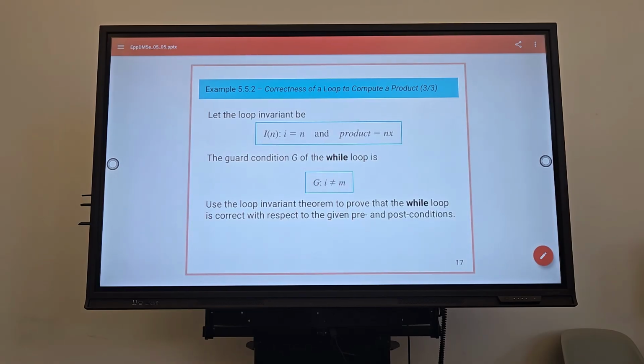Let the loop invariant be I equals n, and product equals n times x. The guard condition of the while loop is I does not equal m. Use the loop invariant theorem to prove that the while loop is correct with respect to the given pre and post conditions.